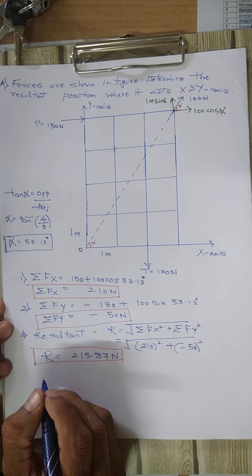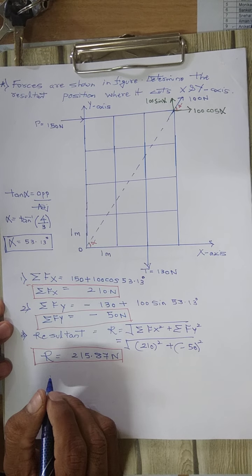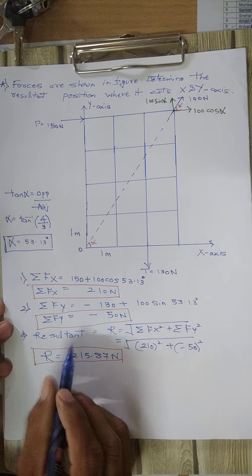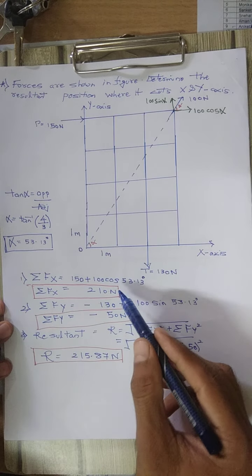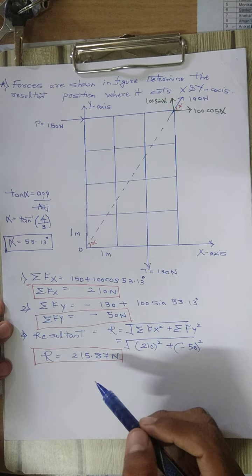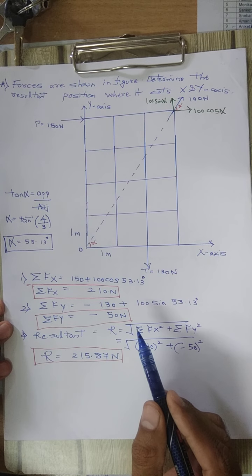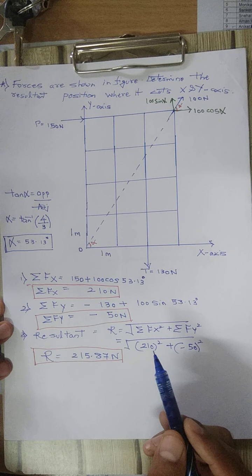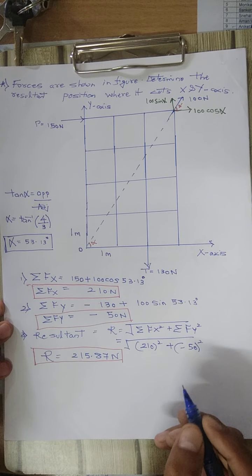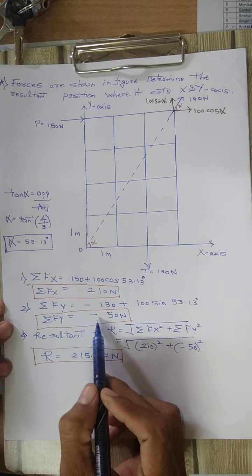Then we will find out its direction. What is the direction for this? The direction of the resultant will depend upon Fx and Fy. Fx is positive, Fy is negative. That means the x component is positive and the y component is negative. That means the resultant will act along the fourth quadrant. Why? Because Fx is positive and Fy is negative.